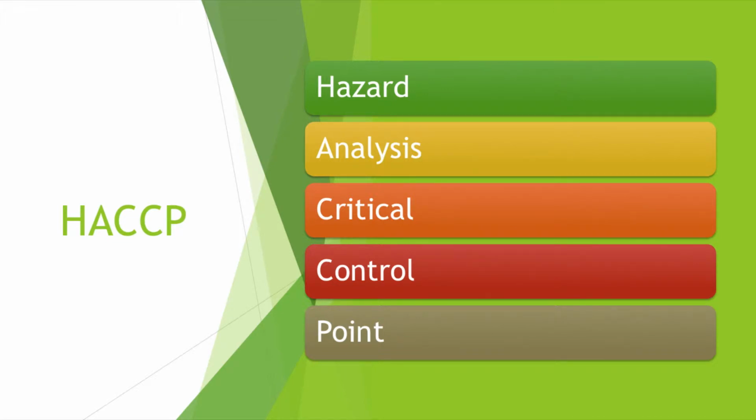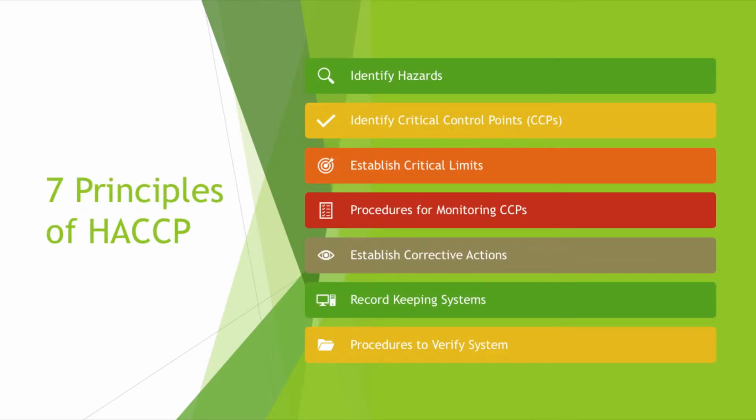Hey guys, in this video we're going to take a look at how to develop your very own HACCP plan. HACCP, of course, stands for Hazard Analysis Critical Control Point. Let's get started. We have 7 principles of the HACCP plan. First of all, that's to identify hazards and assess their severity and risks.